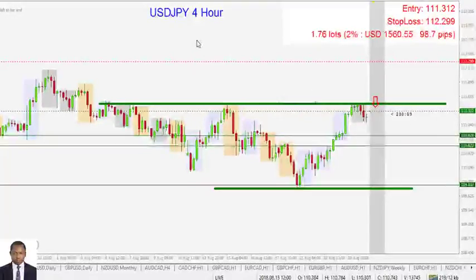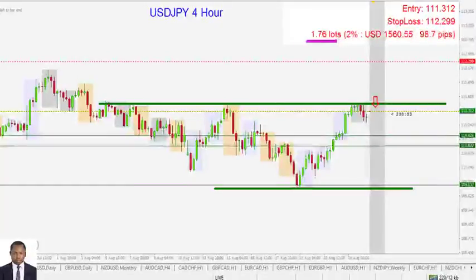The market has just opened, so this is my recommended lot size. I've used the lot size calculator. Hi Timmy Jones, welcome to this live session.